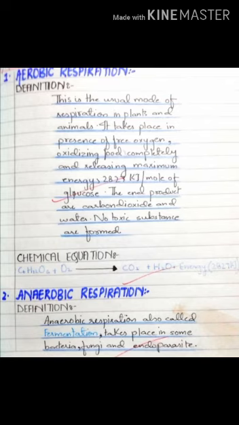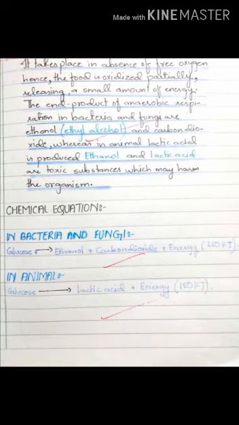The next type of respiration is anaerobic respiration. Aerobic respiration means respiration by taking in oxygen. And anaerobic respiration, also called fermentation, takes place in some bacteria, fungi and endoparasites. This respiration occurs in the absence of free oxygen. Hence, the food is oxidized partially, releasing a small amount of energy.